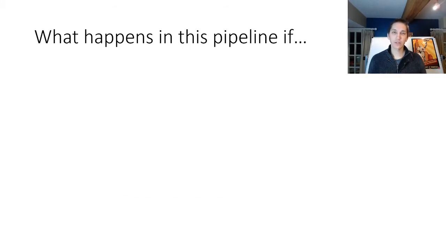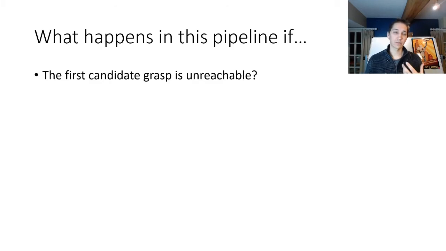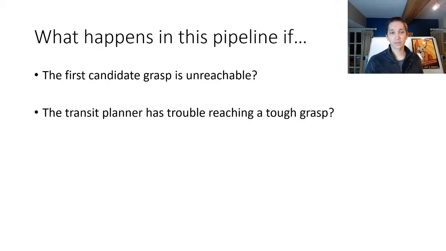Now, although this is a pretty serviceable pipeline for basic pick and place, it is a little bit brittle. And so you have to be a bit lucky for this thing to work in the general case. So let's ask what happens in this pipeline if, for example, the first candidate grasp was actually unreachable by inverse kinematics. Well, it seems like we'd have to test that by doing some inverse kinematics, some collision detection, and then ultimately we'd find that it's not reachable. So then we could restart and perhaps try a different grasp candidate.